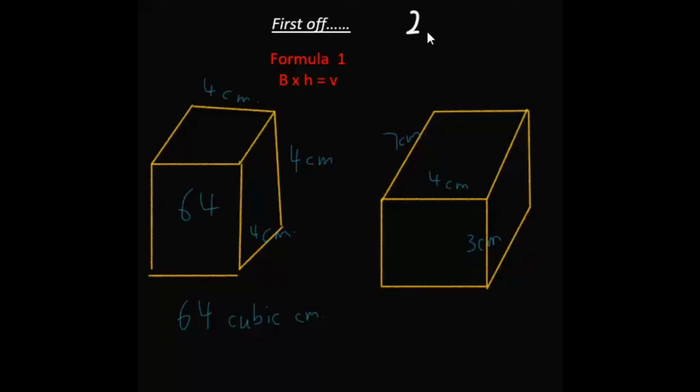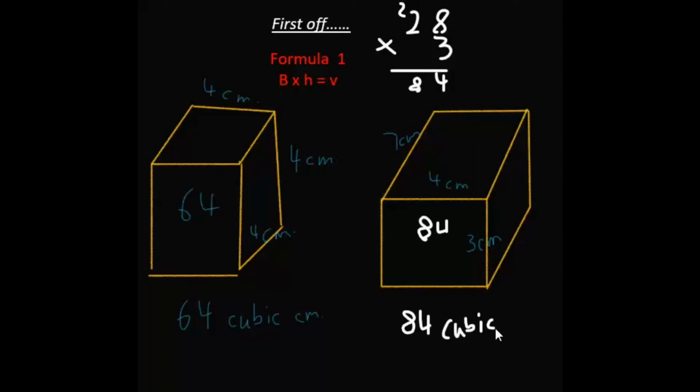So 28 times 3, which is 8, 16, 24. The 4 here, bring the 2 up here. 3 times 2 is 6. 6 plus 2 is 8. So we got an answer of 84. Okay, and our final answer is 84, not centimeters, but cubic centimeters.